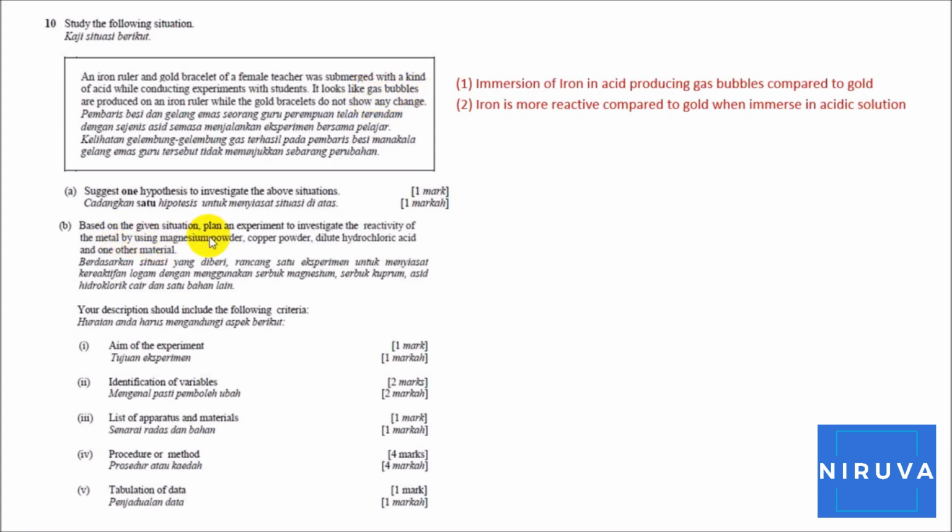Okay, B. Based on the given situation, plan an experiment to investigate the reactivity of the metal by using magnesium powder, copper powder, dilute hydrochloric acid and one other material. State the aim of the experiment and so on. The aim of the experiment, related to the situation, is to investigate the rate of reactivity of magnesium and copper metals with acidic solution.